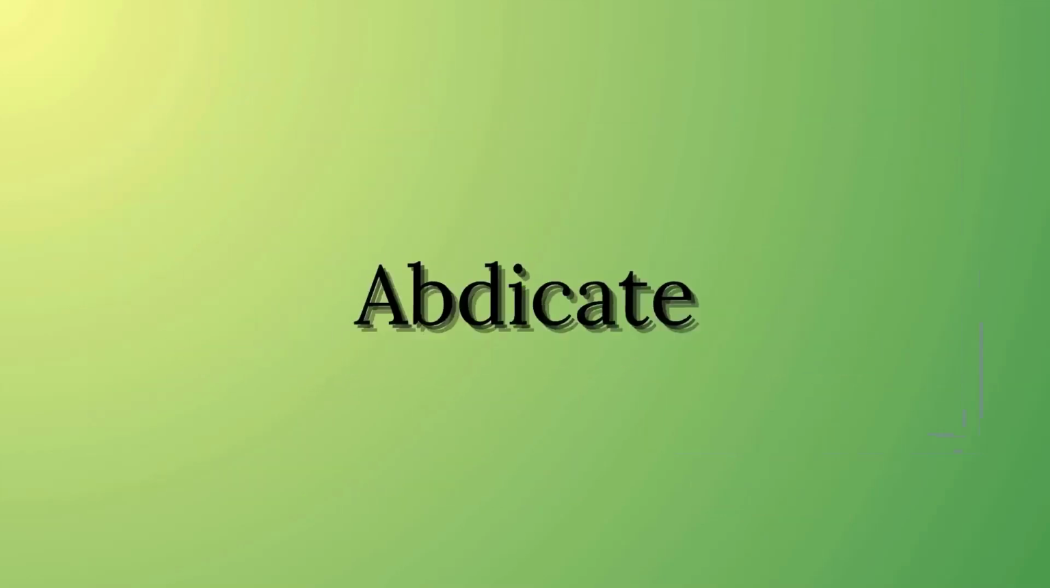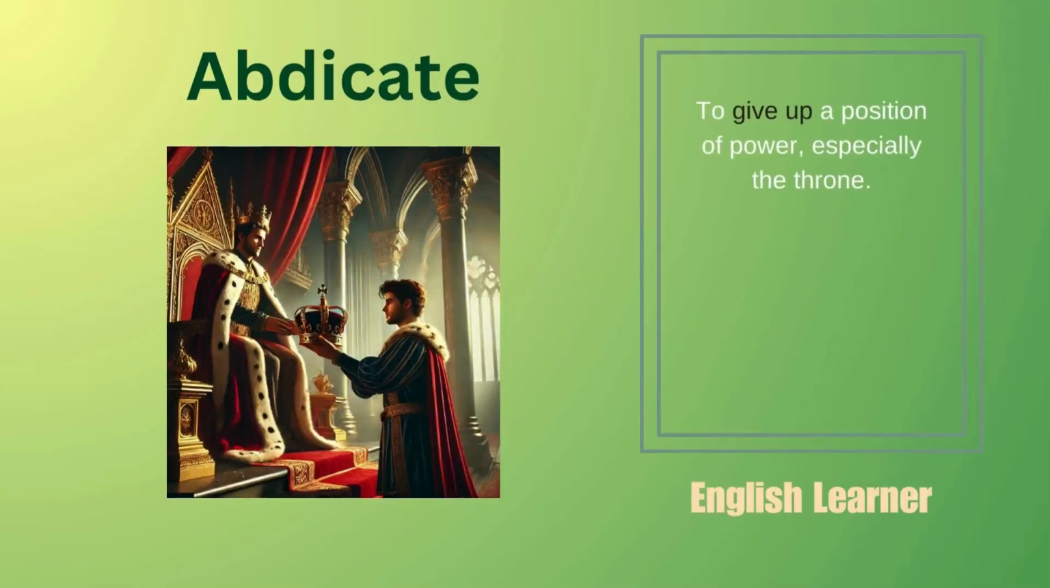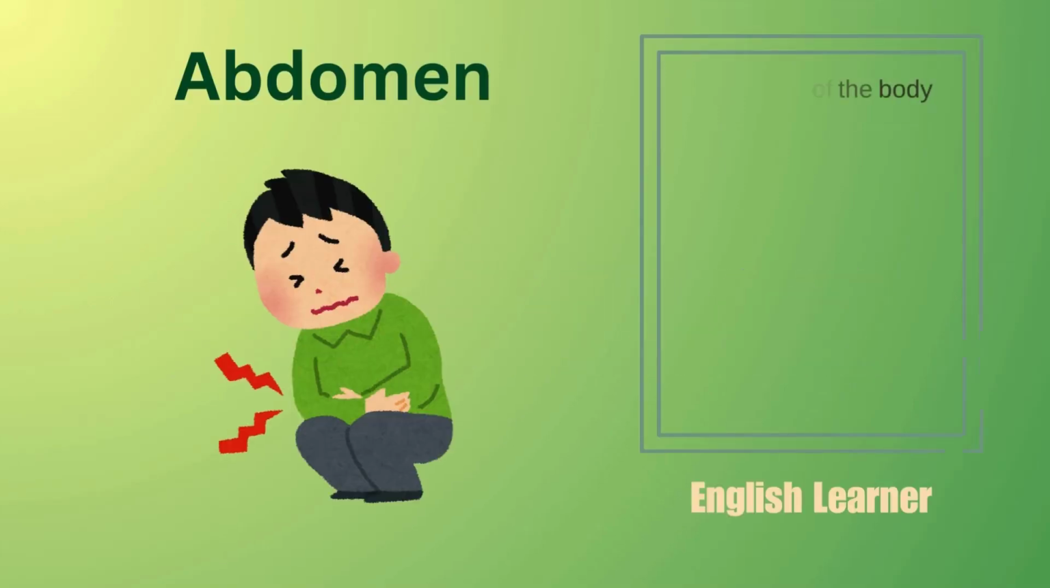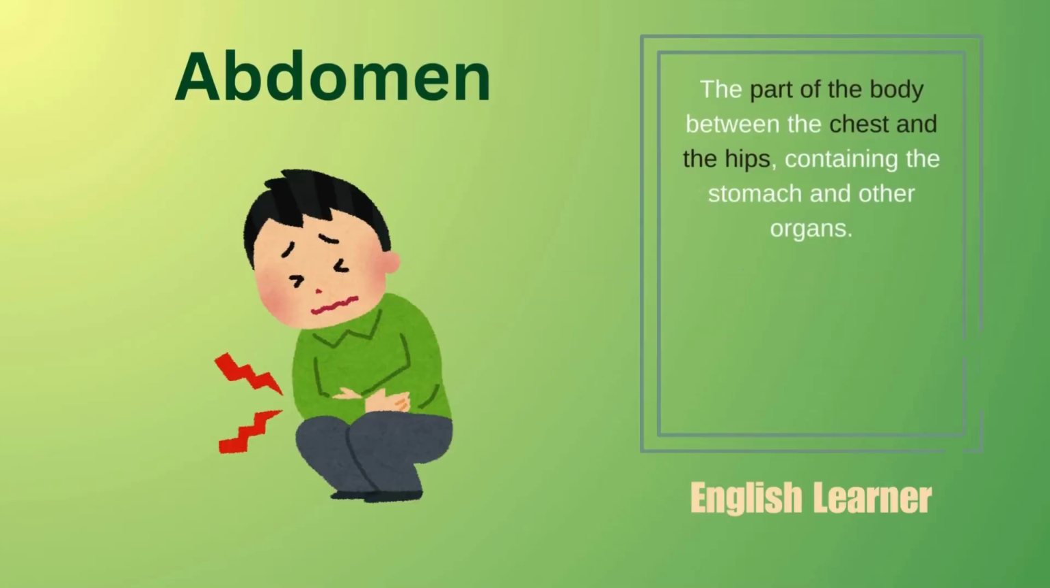Abdicate, to give up a position of power, especially the throne. Example: the king decided to abdicate in favor of his son. Abdomen, the part of the body between the chest and the hips, containing the stomach and other organs. Example: he felt a sharp pain in his abdomen after eating too quickly.